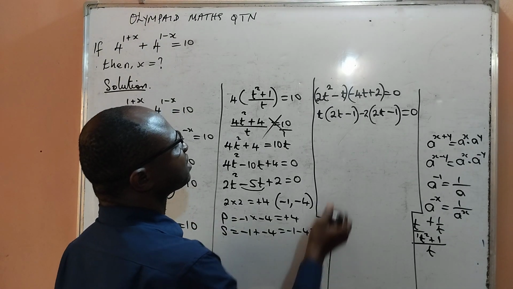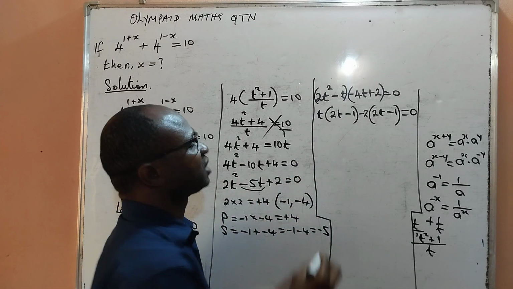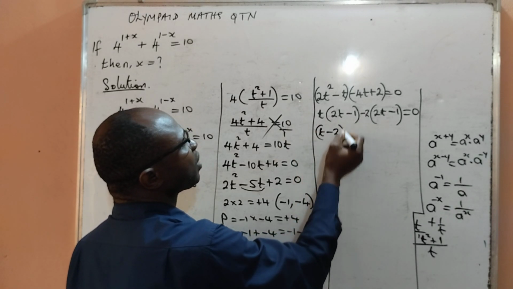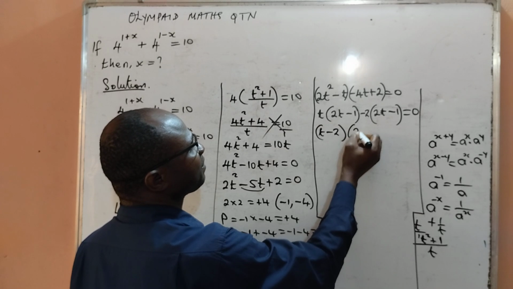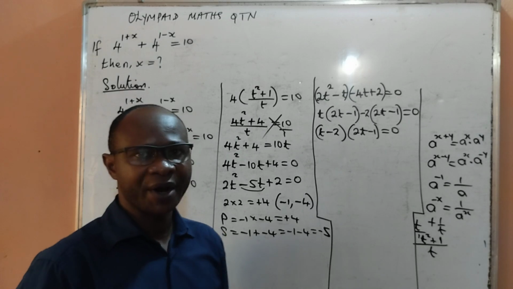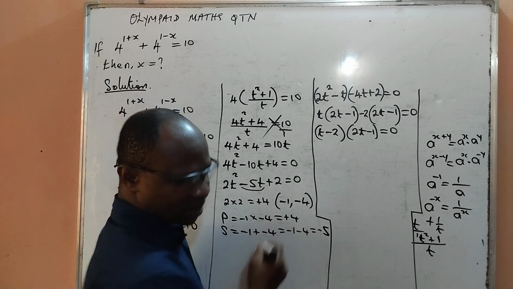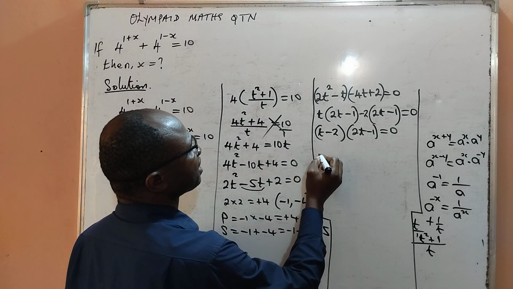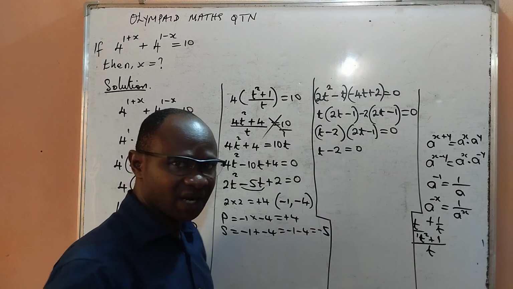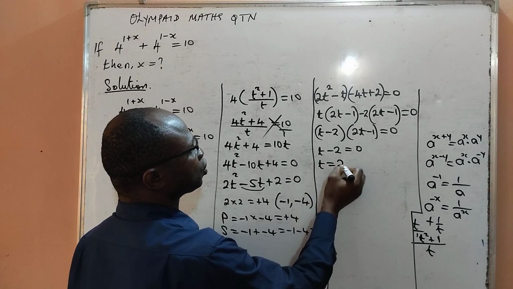What this means is that since these two brackets are the same, I will use the values outside the bracket to form a new bracket, t minus 2. Then taking one of the brackets, since the two are the same, which is 2t minus 1, everything is equal to 0. At this point, I will take the first bracket to get the first value of t. From the first bracket, I have t minus 2 is equal to 0. Each of the brackets on the left hand side is equal to 0. Therefore, t here now is equal to 2.